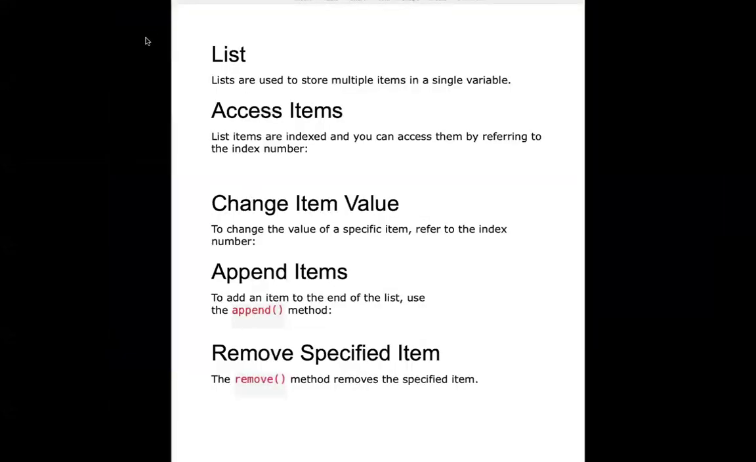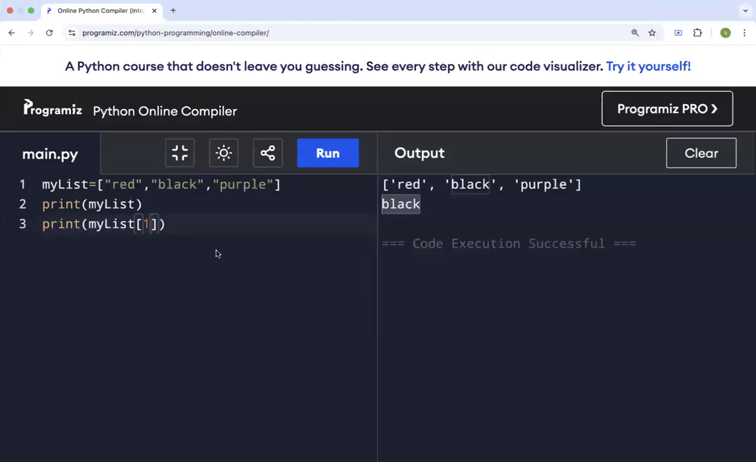Now you must be knowing that a list is basically mutable. You can change the value of a specific item, and to change the value of a specific item, you have to again refer to the index value. So let's see how I can change any value in the list itself. Let's say from my list, I want to change this black only, which is my index number 1, and I want to change it, suppose, to yellow color.